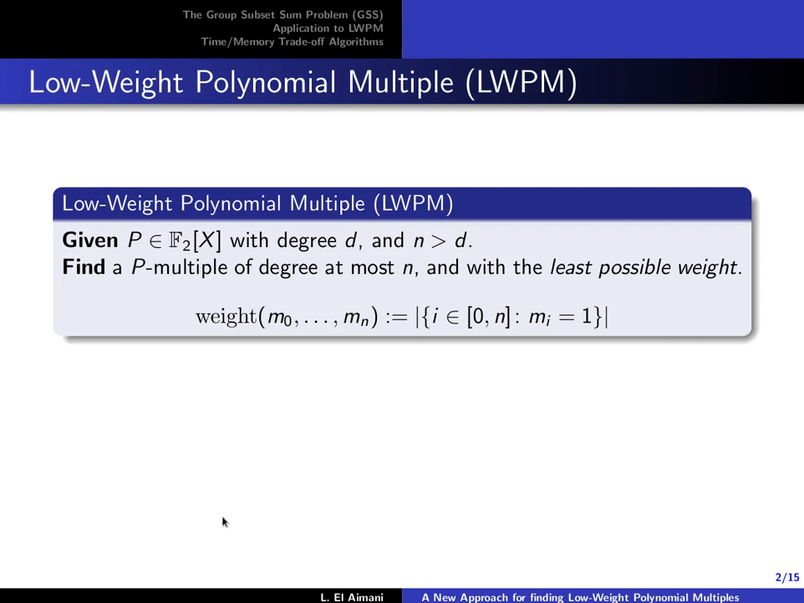The low-weight polynomial multiple problem is defined as follows. Given a polynomial p over F2 of degree d and a bound n greater than d, the goal is to find a multiple of p of degree at most this bound n and with the least possible weight. The weight of a polynomial over F2 is simply the number of its non-zero coefficients.